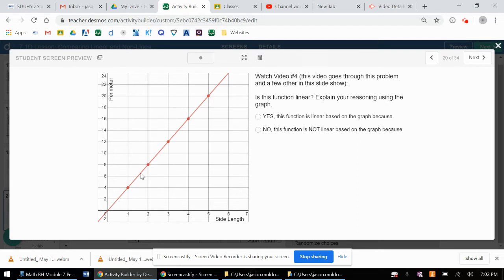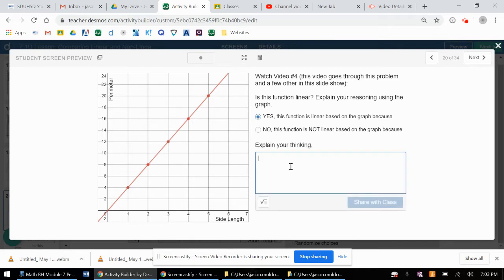Well, it does pass muster for being a linear function. First of all, it is a line, just like we've come to know. In fact, this is a line from Module 2 or even 7th grade. And it is a function because it's going to pass the vertical line test. Each input's paired with exactly one output. Yes, this function is linear based on the graph because it is a line and has a constant rate of change, which was one of the requirements of it being a line.